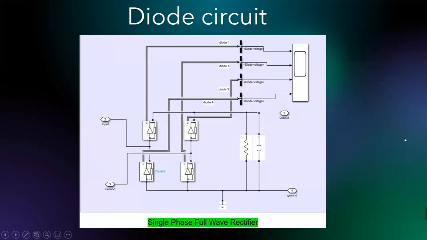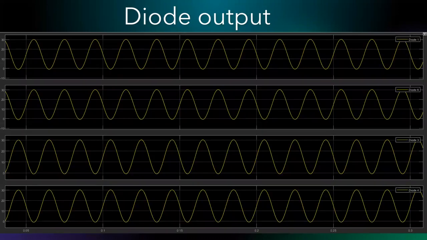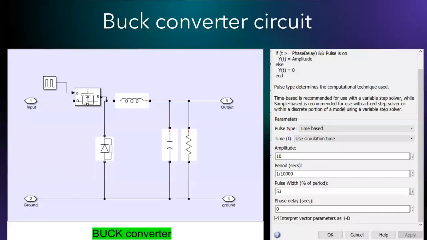Now the rectification part. Here we use a single phase full wave rectifier to convert AC to DC. A filter RC circuit is used to reduce the output ripple and produce constant DC. This is the diode output waveform. Now, the amplitude of the pulse generator is 10 volts to turn the MOSFET on.